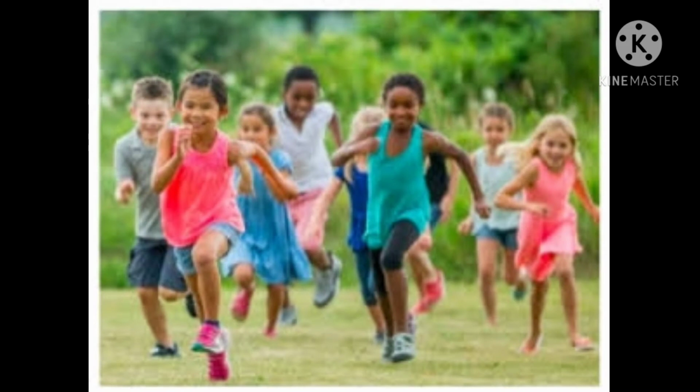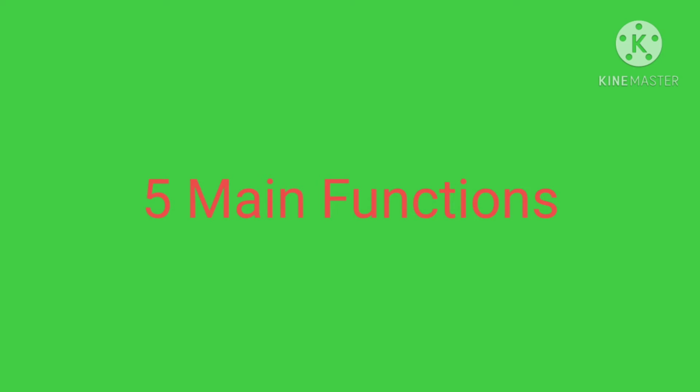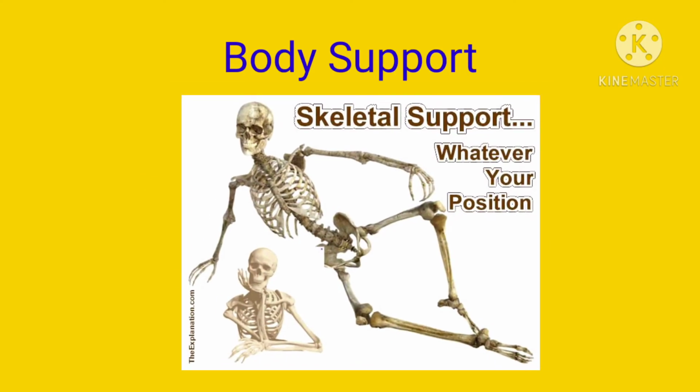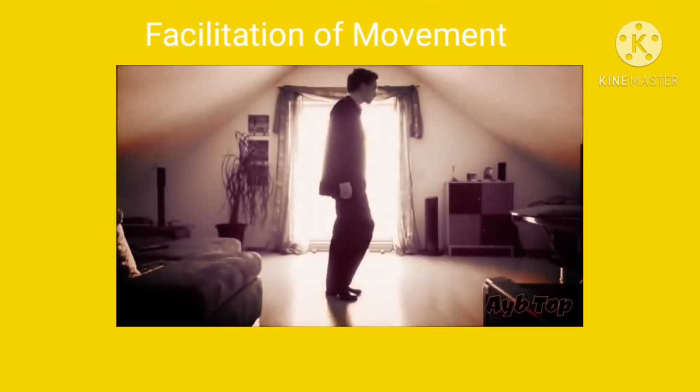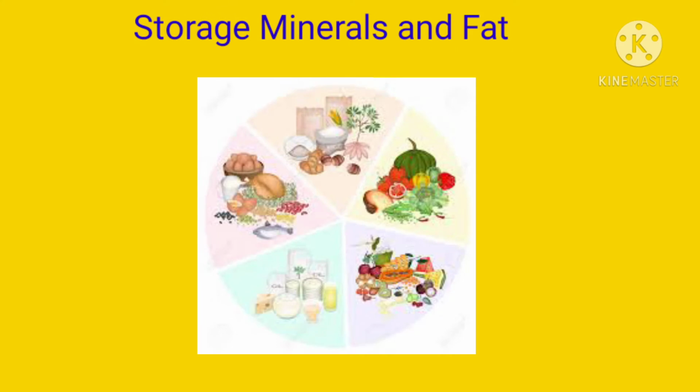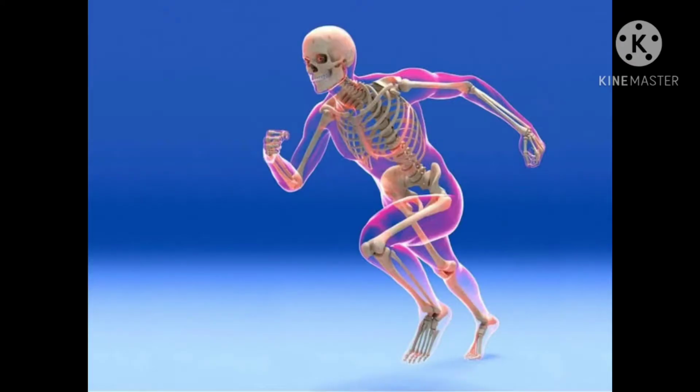The skeletal system works as a support structure for your body, and there are 5 main functions of the skeletal system. The major functions of the skeletal system are body support, facilitation of movement, protection of internal organs, storage of minerals and fat, and blood production. Skeletal system allows movement. Your skeleton supports your body weight to help you stand and move. Joints, connective tissue, and muscles work together to make your body parts mobile.